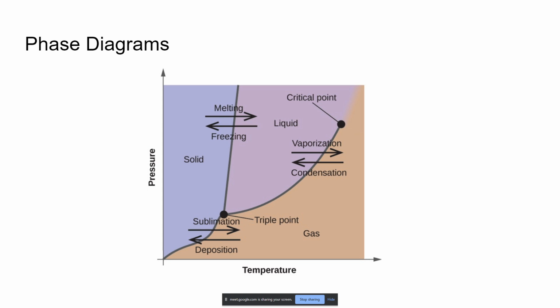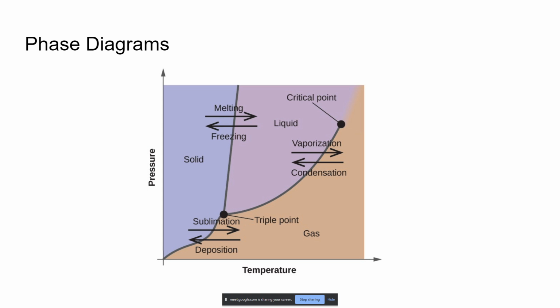And then sublimation is something that is asked a lot. That's when you go directly from a solid to a gas, and as you can see, it only occurs at very low pressure. At very low pressure, a solid can directly turn into a gas without going through the liquid stage. And then you have vaporization, condensation, and deposition.